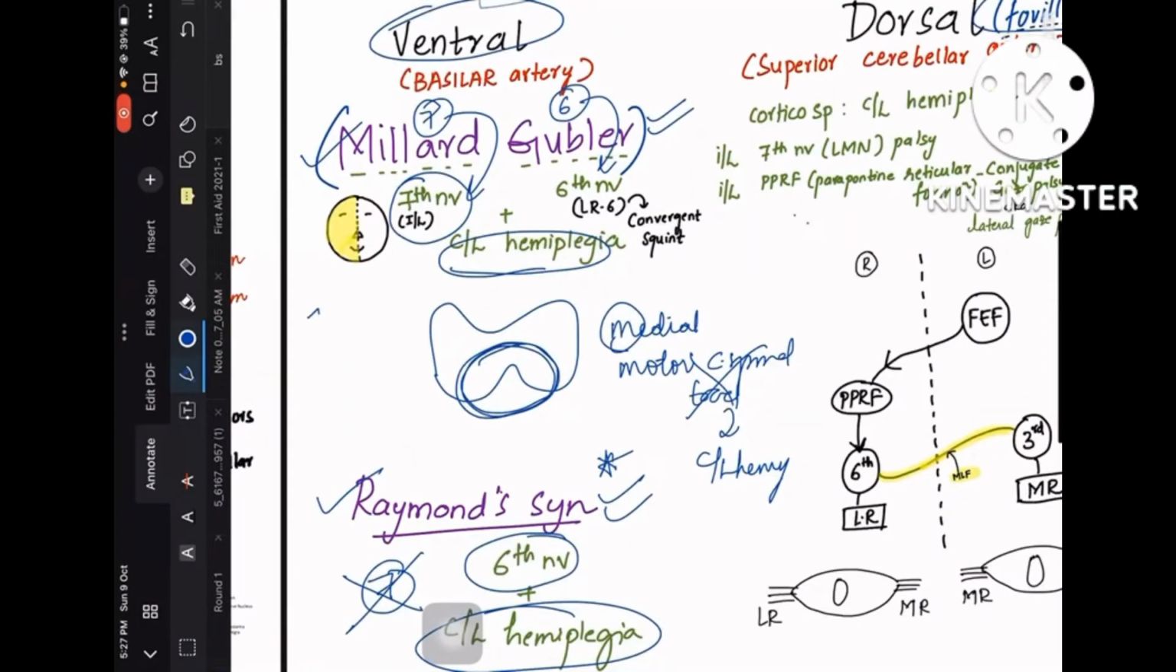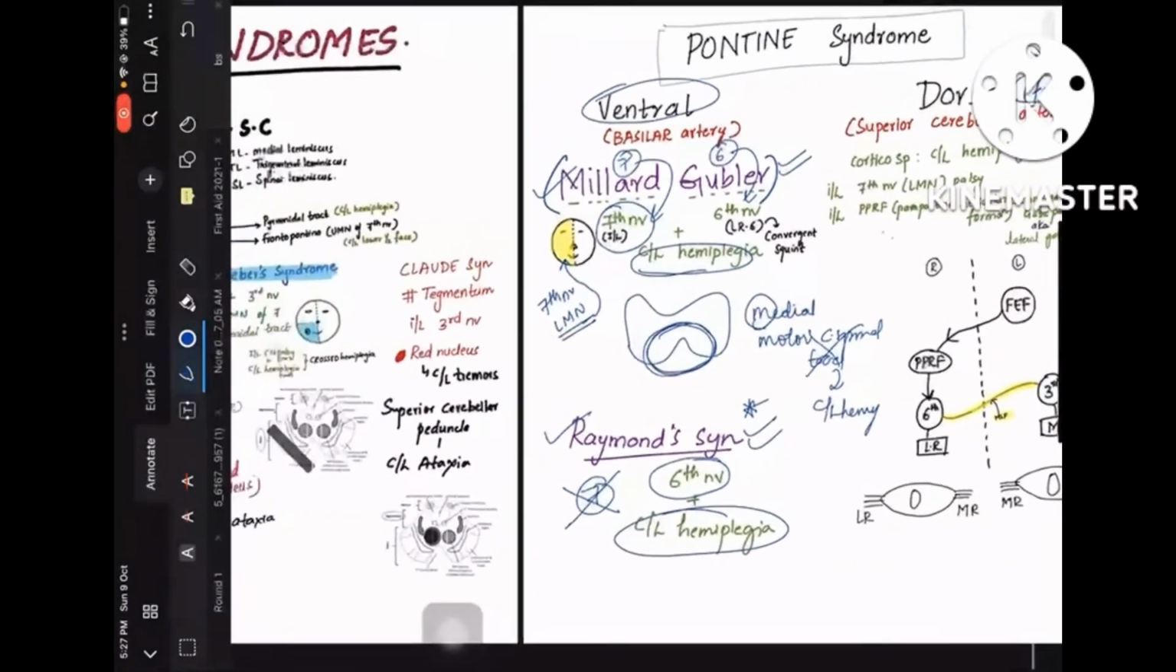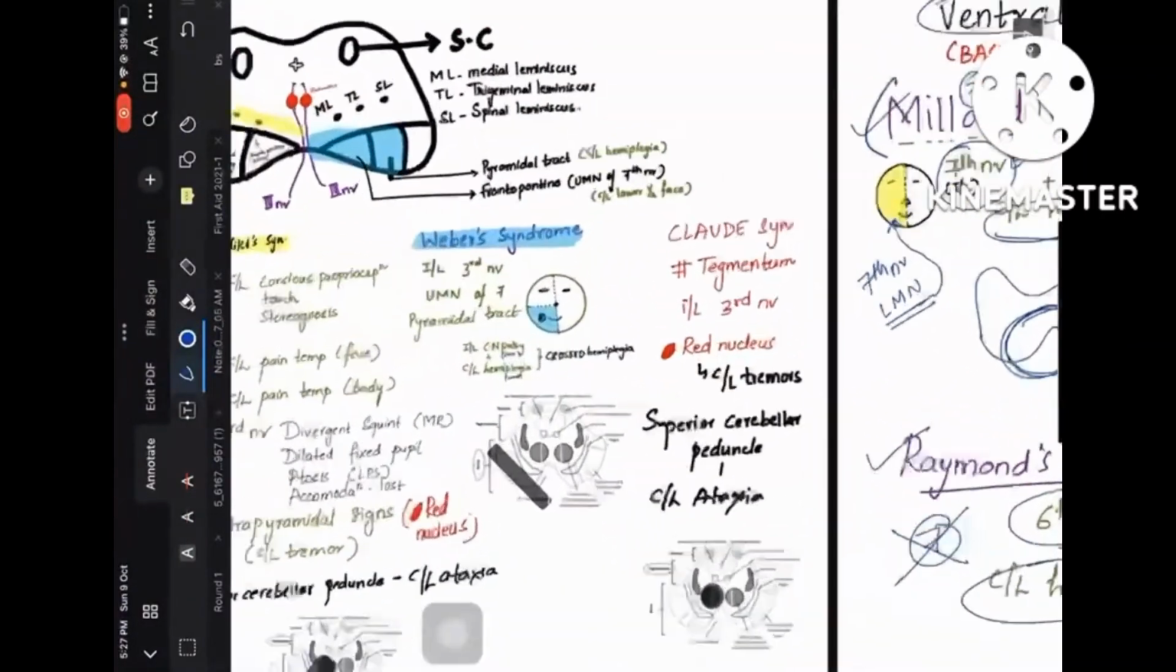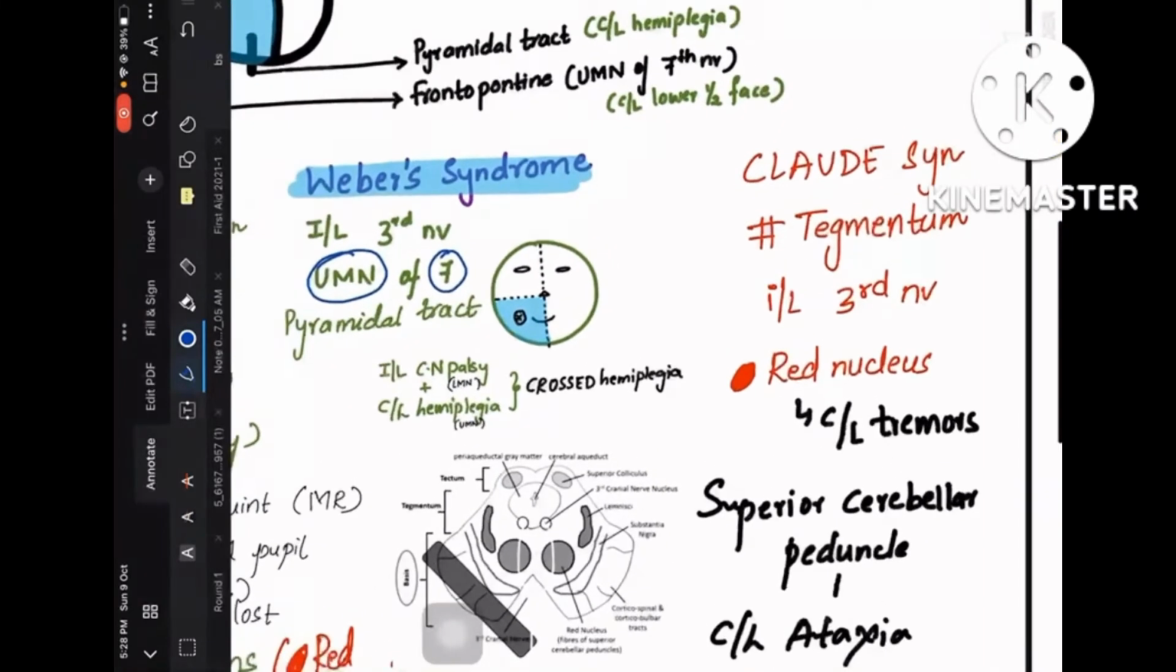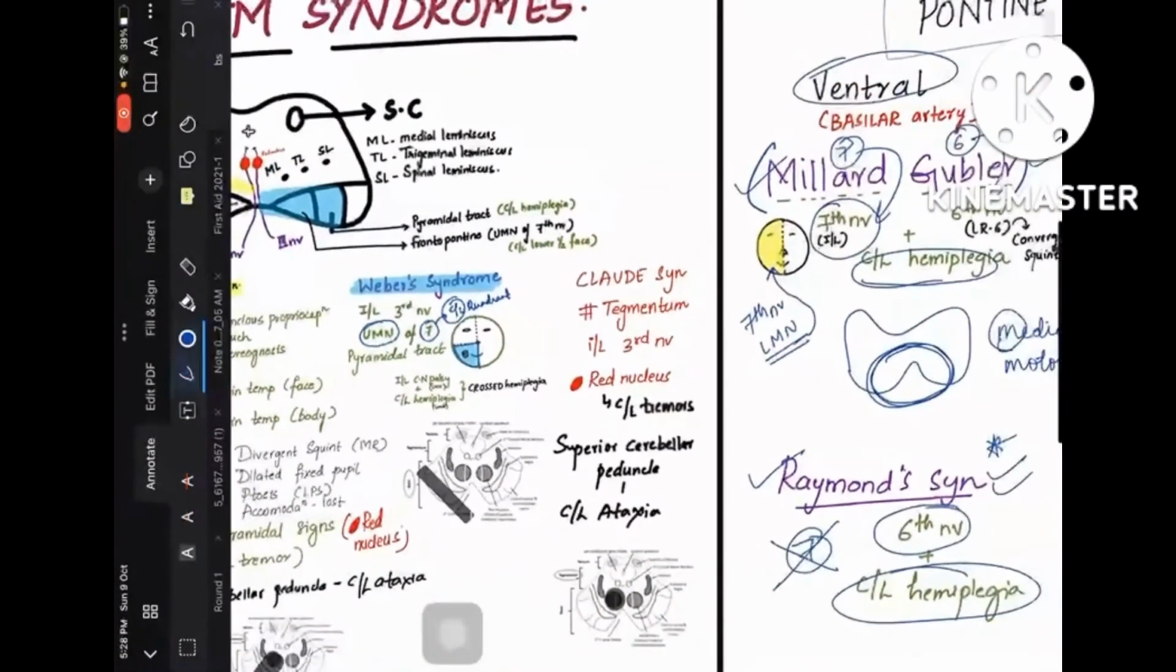So here, this seventh nerve lesion is the LMN lesion, that is lower motor neuron lesion. So that's why the ipsilateral half of the face is gone. Ipsilateral half sensation of the face is gone. When we compare this with the seventh nerve lesion of Weber's syndrome, that is the upper motor neuron lesion of the seventh nerve, here it is contralateral quadrant, only 1/4 of the face is gone. Contralateral, that is on the opposite side, only this quadrant is gone, right? So this is the difference between Millard-Gubler's seventh nerve lesion and Weber's seventh nerve lesion.